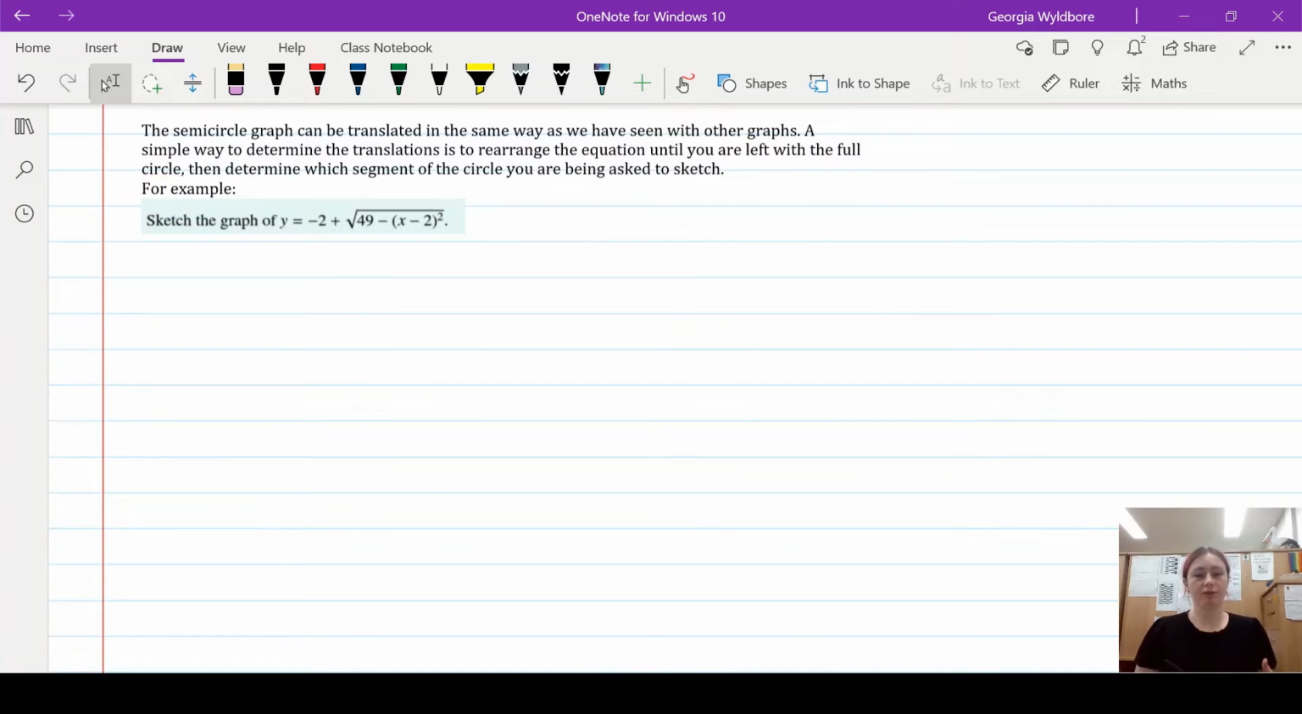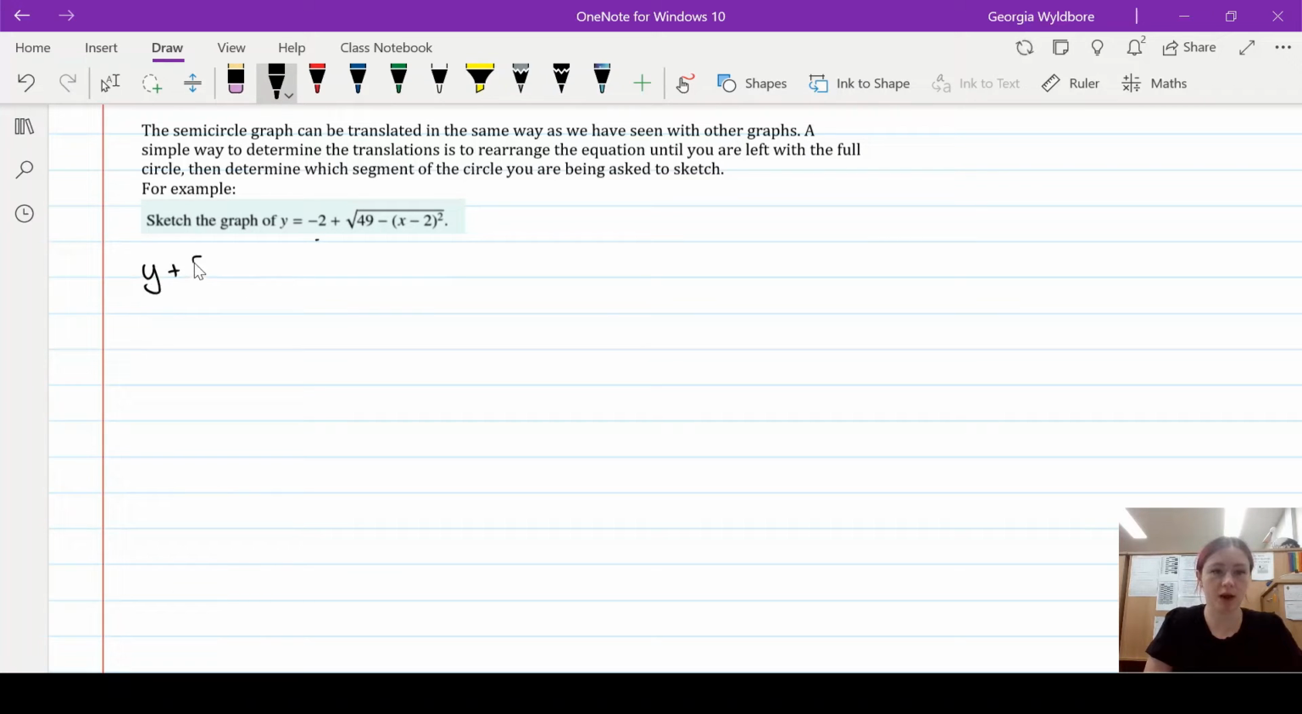Now, our semicircle graph can be translated in the exact same way as with our other graphs, and these are in fact functions, although the top and bottom half would be a function, the left and right, the x equals ones would not be functions. But regardless, we can translate them in the same way. We've got a sort of idea that we're moving 2 in the x and probably 2 in the y, but to make sure, we're going to rearrange it.